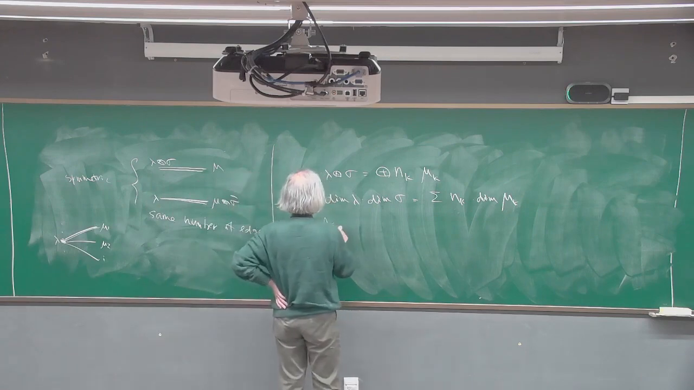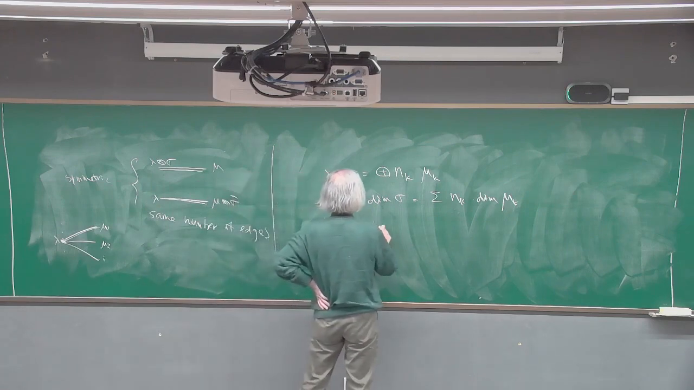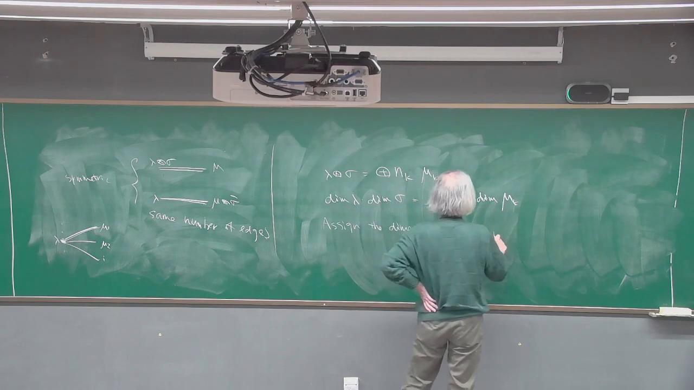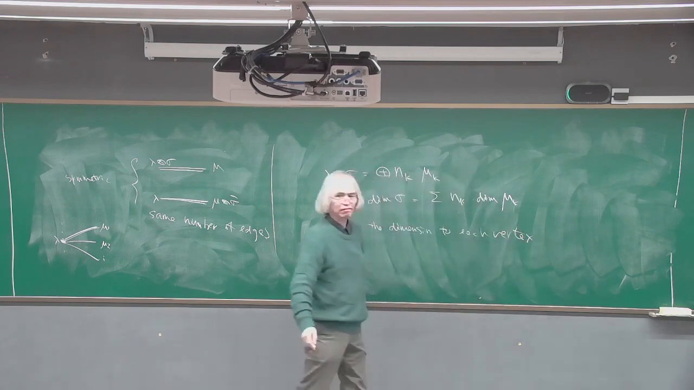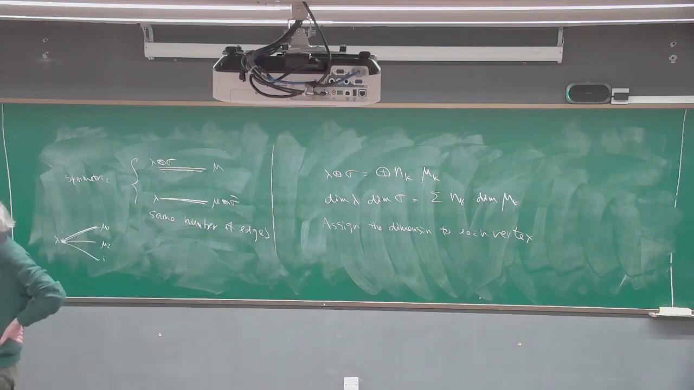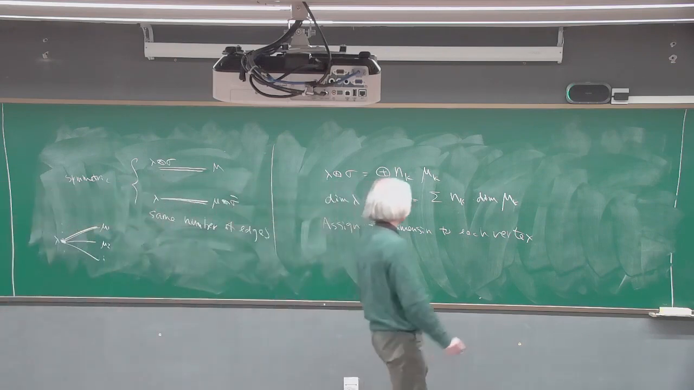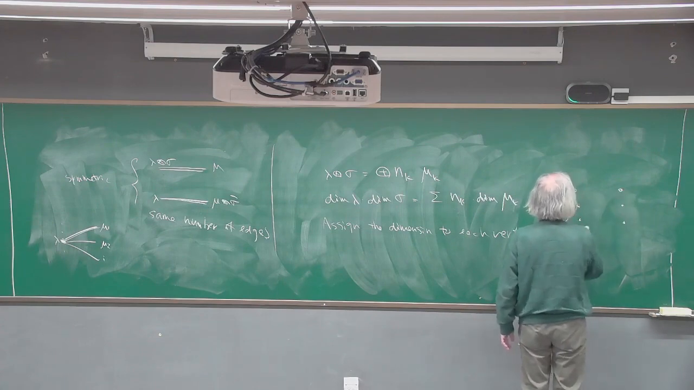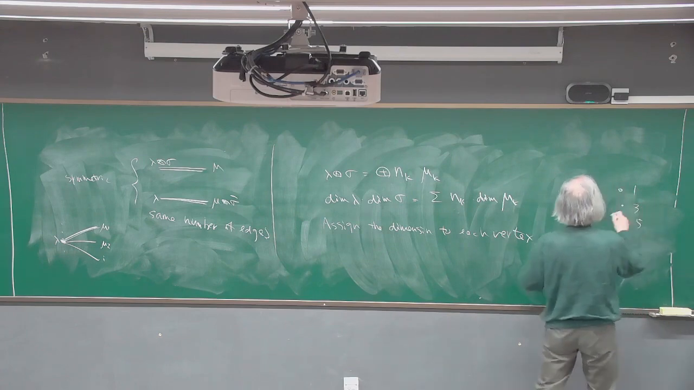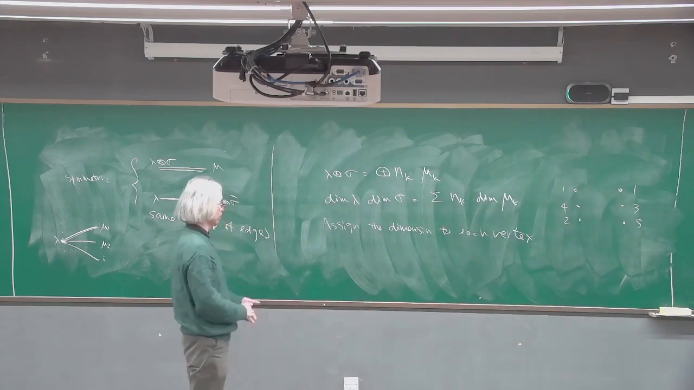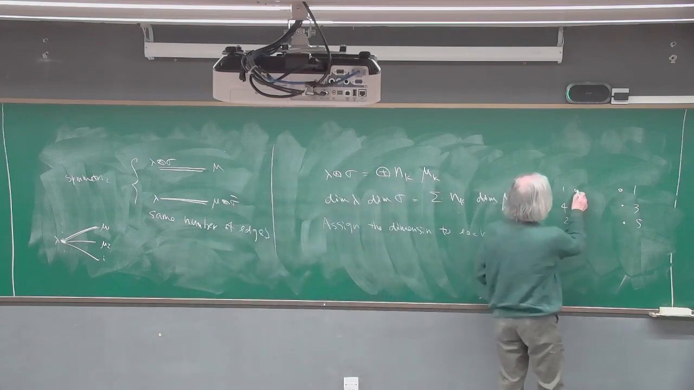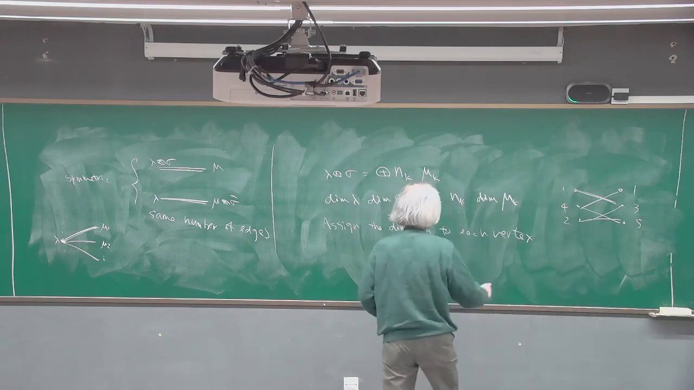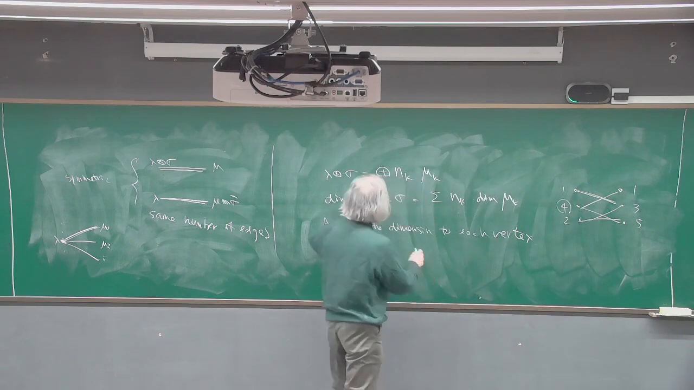Then we assign a dimension to each vertex. Each vertex represents some irreducible representation. So we have some numbers, like 1, 4, 2, or 1, 3, 5, or something. So each vertex has some number. Then we have some edges like this.